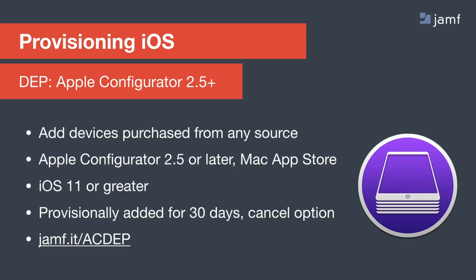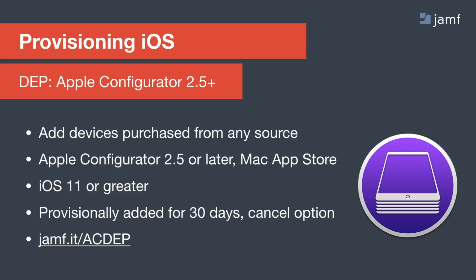Even if you didn't purchase your devices directly from Apple or one of the authorized resellers, we can still add them to DEP within the latest version of Apple Configurator. Apple Configurator is a Mac App Store app you can download for free. 2.5 or later is, I think it's on 2.7 now, of versioning, but essentially you need that latest version in order to do this workflow.